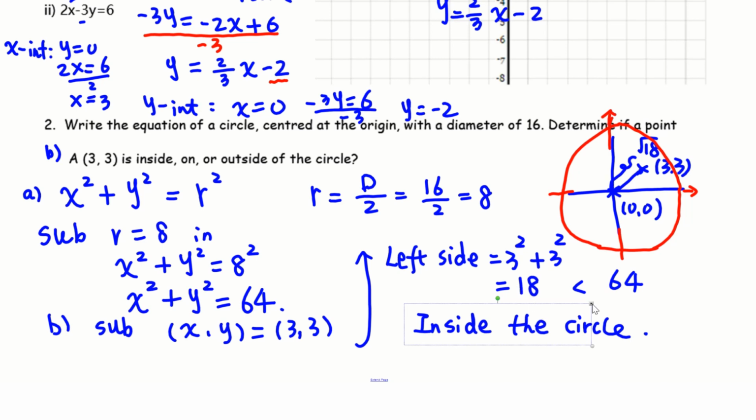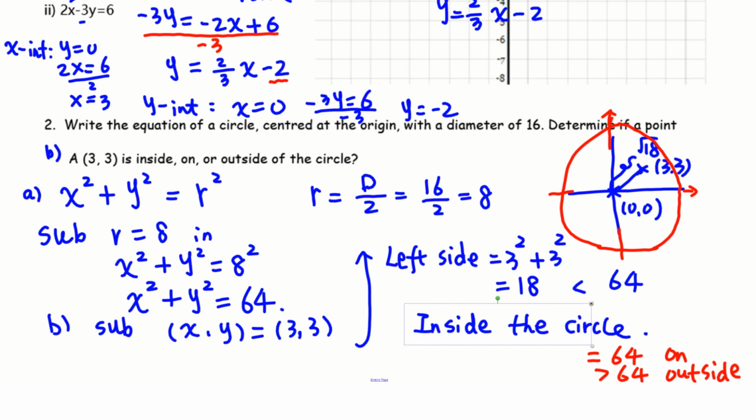And if the left side is equal to 64, it means the distance from that point equals the radius, so it's on the circle. If greater than 64, it means the distance is greater than 8, it's outside the circle. So this is regarding the equation of a circle part. So this is all about the equation of a line and also the equation of a circle.